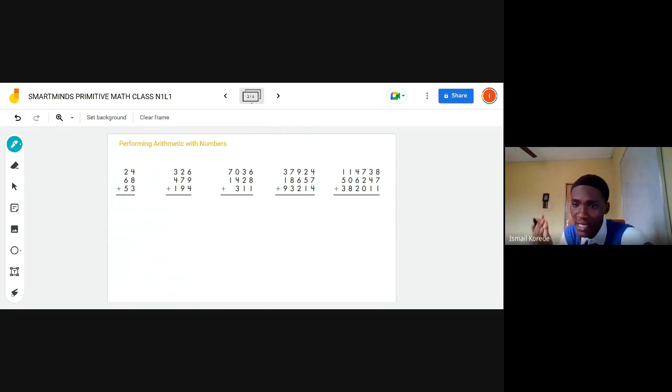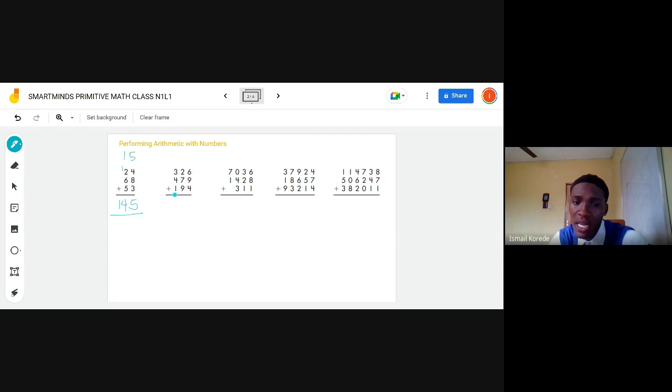So 4 plus 8 is 12. 12 plus 3 gives 15. So do not forget the same thing. You're going to write the units, which is 5, and you move the tens to the next column, 1. So 1 plus 2 gives 3. 3 plus 6 is 9. 9 plus 5 is 14. So I have 145, which is the solution. What is the sum of 24 and 68 and 53? So let's look at the sum of the next one.